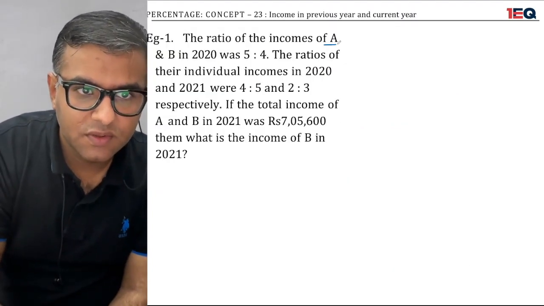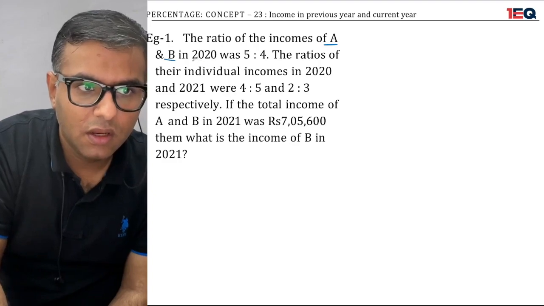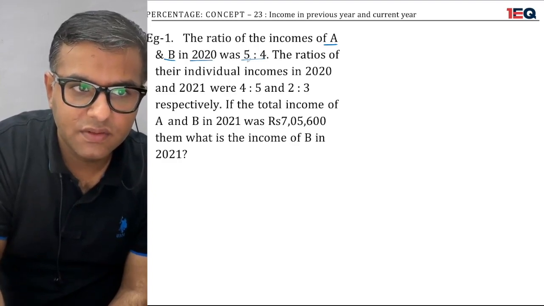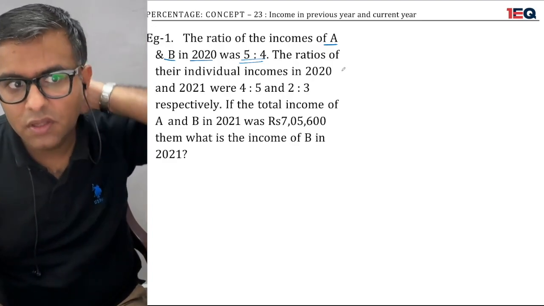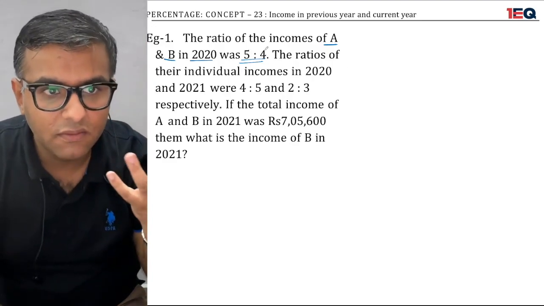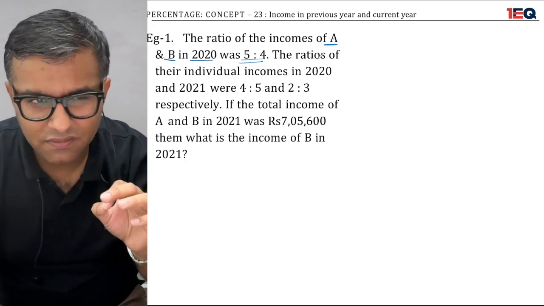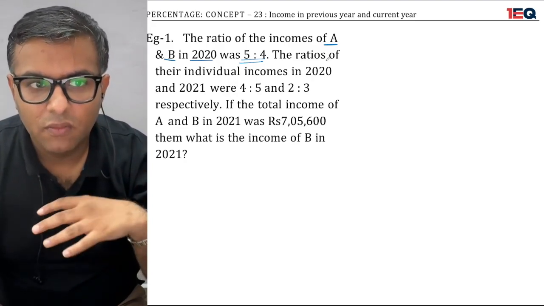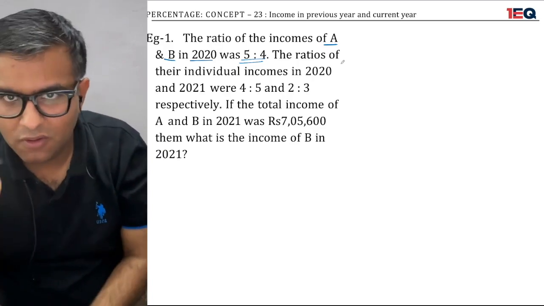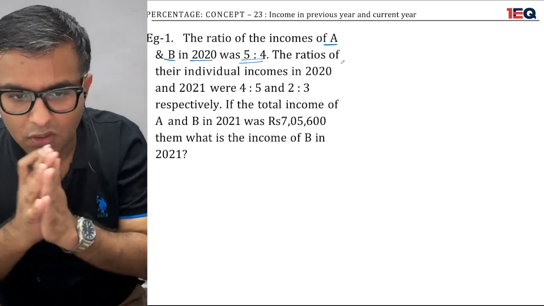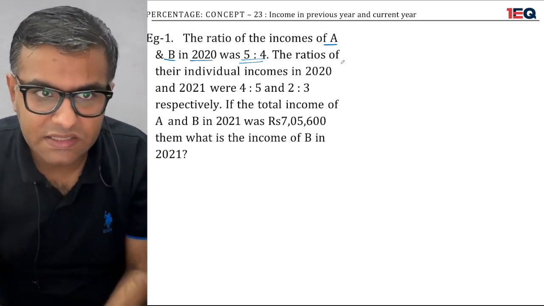The ratio of the incomes of A and B in 2020 was 5 is to 4. Okay, the ratio of incomes of A and B in 2020 was 5 is to 4. Now, this is a very strict kind of a concept. When I help you with it, you will be able to understand what I'm doing. You just have to follow my lead. I'm trying to make all the quantities settle as per the question's demand.